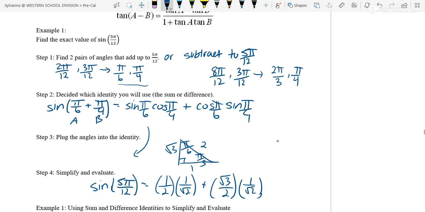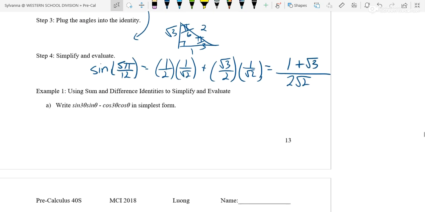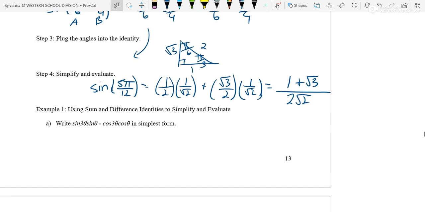Simplifying this, I have 1 plus root 3 as my numerator, and as my denominator, a common one is 2 root 2. That's our exact value, and you just leave it like that. So the next example. It should say example 2 here. I wrote example 1 twice.